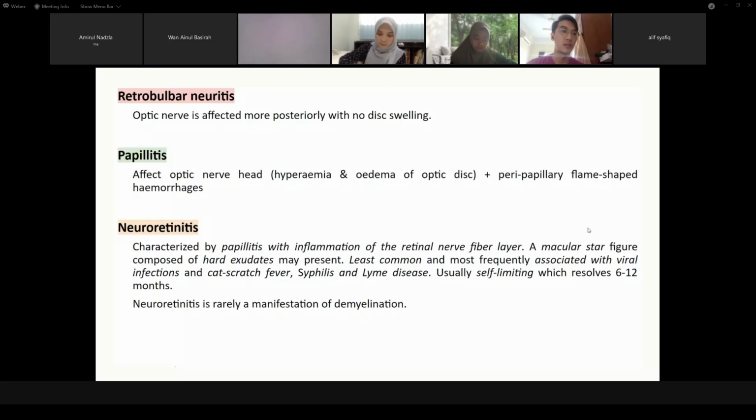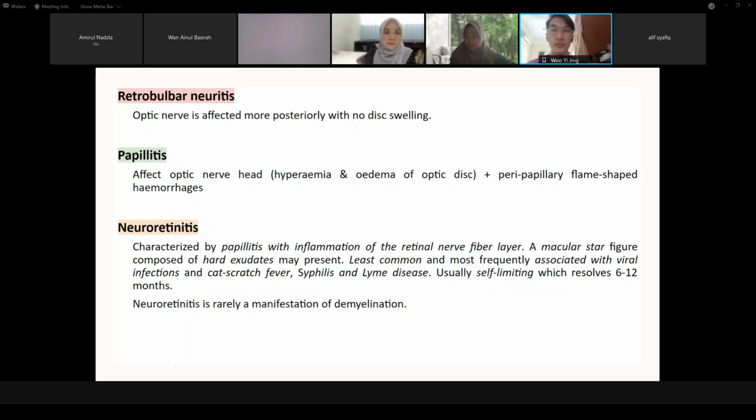So as for the causes, as you can find from fundoscope, the first one, retrobulbar neuritis, the optic nerve is affected more posteriorly. Sorry, I want to correct what I just said just now, like what Dr. said. The optic nerve head is not affected, but the optic nerve can still be affected. But there is no swelling. Basically, you cannot find any findings under fundoscope. The second one is papillitis. Papillitis affects the optic nerve head, and you can see edema of the optic disc and also peripapillary flame-shaped hemorrhages.